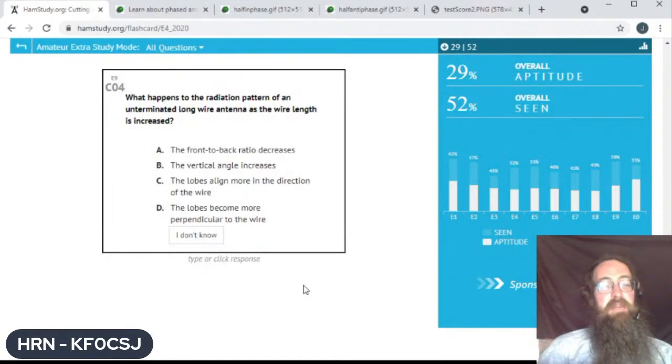E9C04. What happens to the radiation patterns of an unterminated long wire antenna as the wire length is increased? A, front to back ratio decreases. B, vertical angle increases. C, lobes align more in direction of the wire. D, the lobes become more perpendicular to the wire.